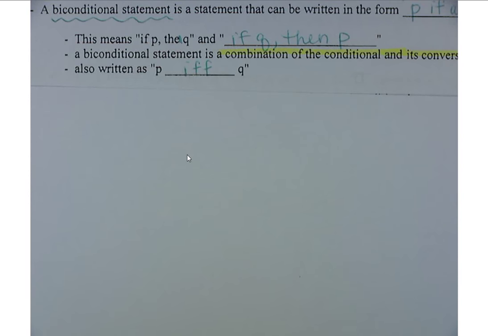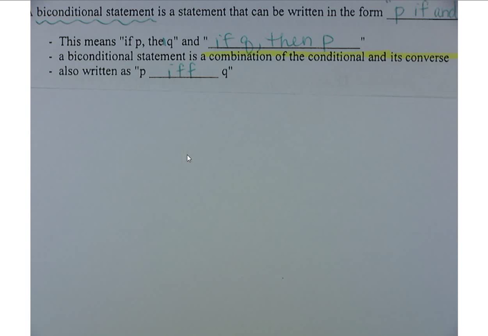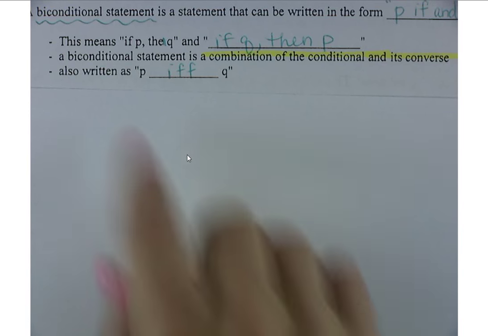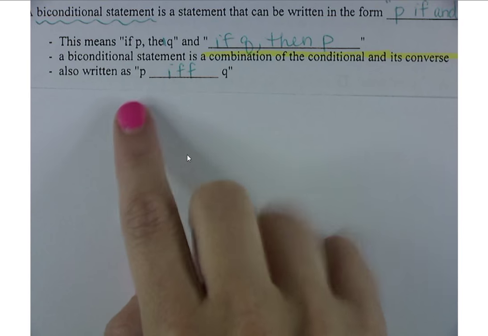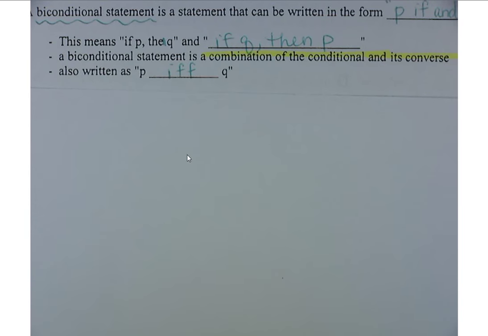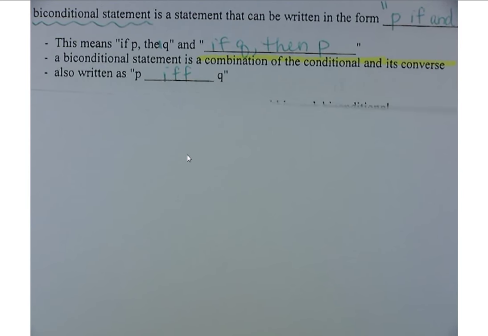And so a biconditional statement is a combination of the conditional and the converse. Remember, the converse is if Q then P. The conditional is if P then Q. It is also written as P, and then this would be said if and only if. So IFF means if and only if. Okay, so instead of writing out if and only if every time, if you see an IFF, that's what it means. Okay, it's not a typo.